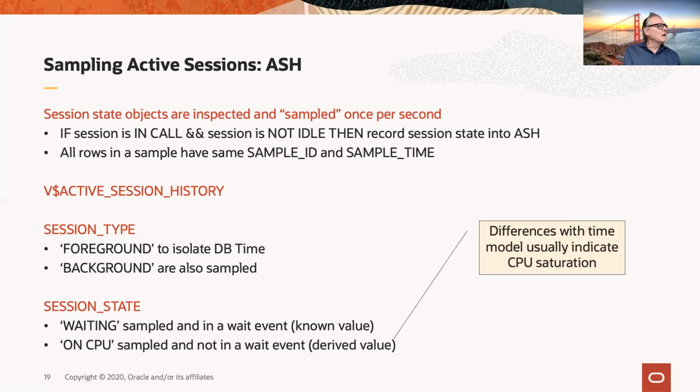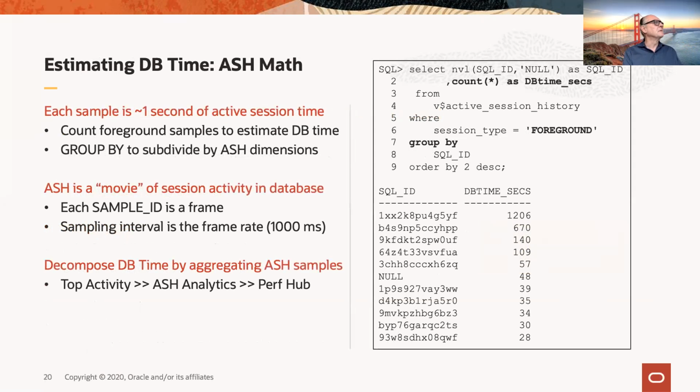But on CPU in ASH doesn't mean the same thing as time model. Time model CPU is actually measured to be on CPU. ASH basically says, well, if I'm in a call and I'm not actually waiting, I must be on CPU. So ASH tries to deduce that a session is on CPU. It doesn't observe the session to be on CPU, which is an important point.